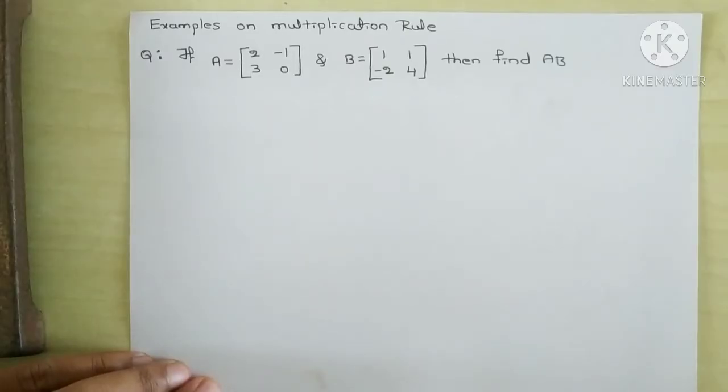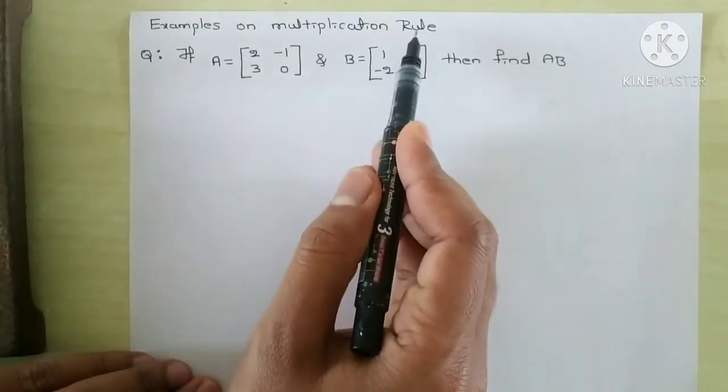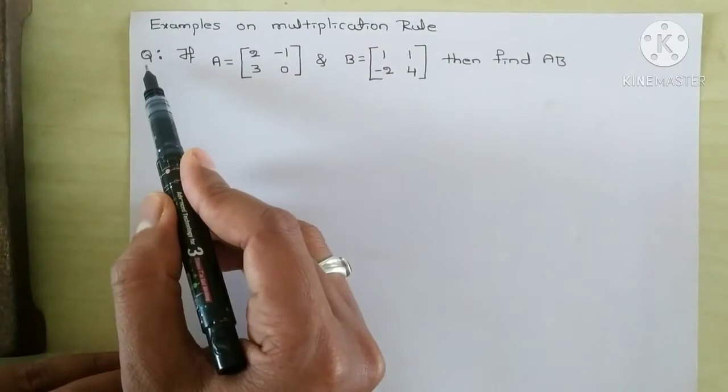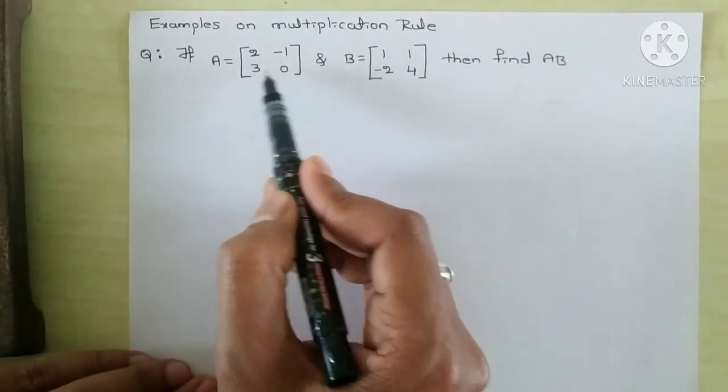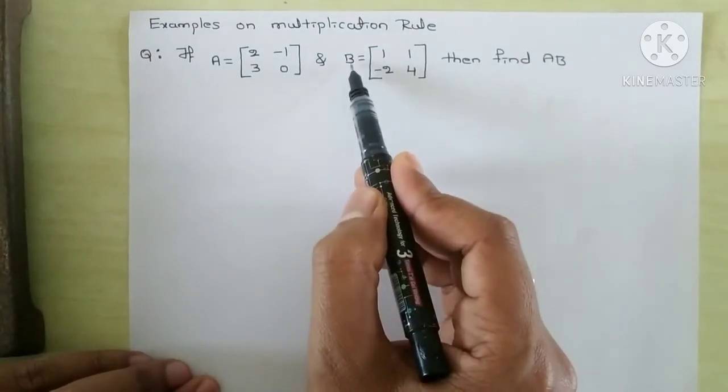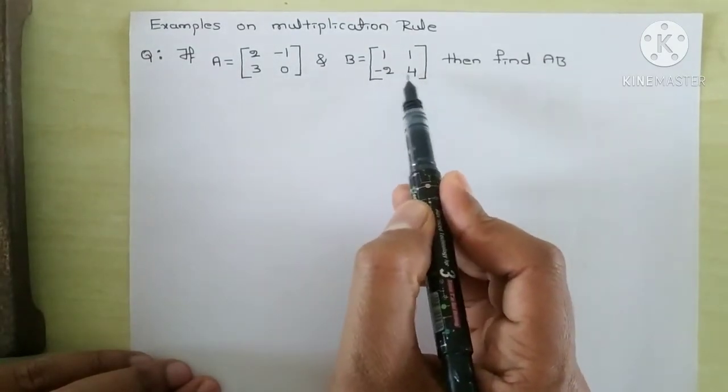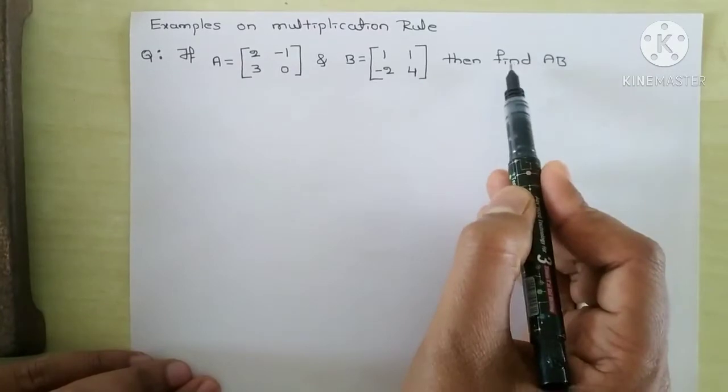Hello everyone. In this video we will discuss examples on the multiplication rule. Question number 1. If A is equal to the matrix with first row 2, -1 and second row 3, 0, and B is equal to the matrix with first row 1, 1 and second row -2, 4, then find AB.